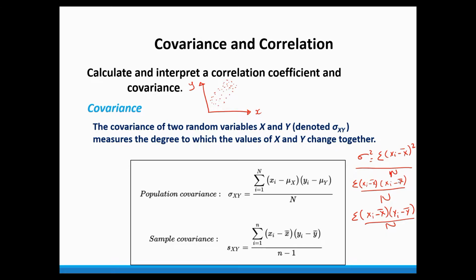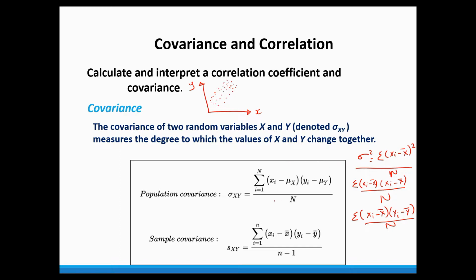So it's almost the same definition, but here as it measures the relationship between two variables, instead of getting the difference between the same variable and its mean, we would consider the difference between the first variable and its mean multiplied by the difference between the second variable and its mean. Of course, this is if we are calculating sigma xy, the population covariance.